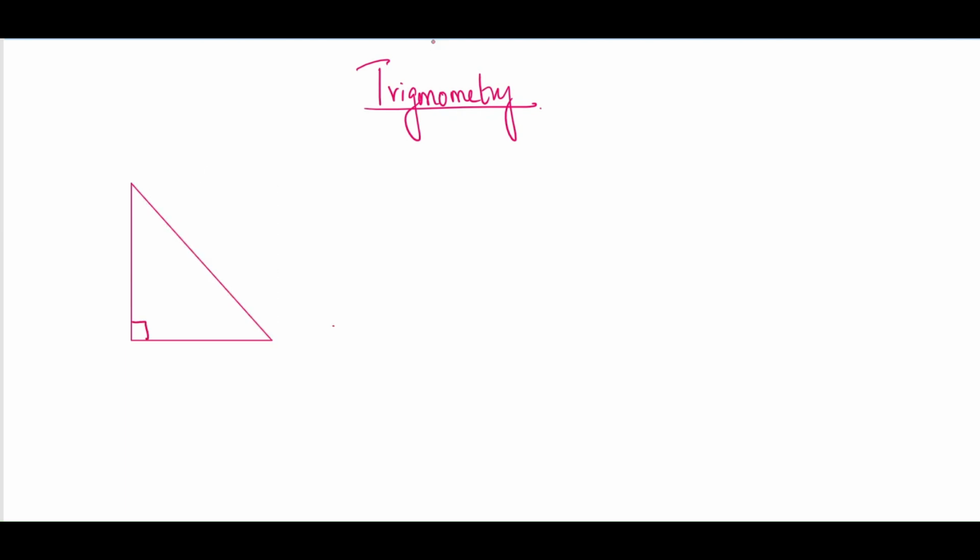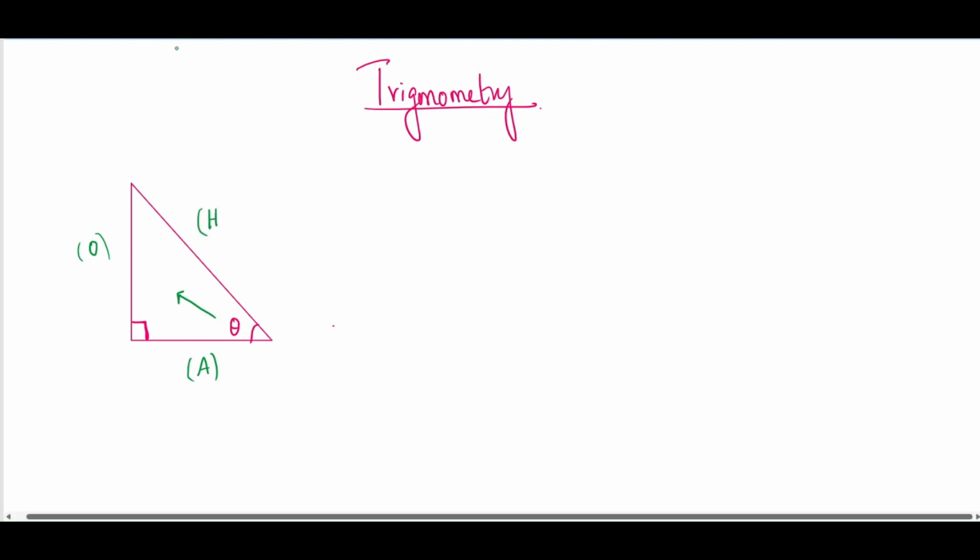SOHCAHTOA only works with right angle triangles. So we label our angle theta. And so, opposite theta, we have, you guessed it, our opposite side. Adjacent to theta, we have our adjacent side. And we have our hypotenuse, which is opposite our right angle.